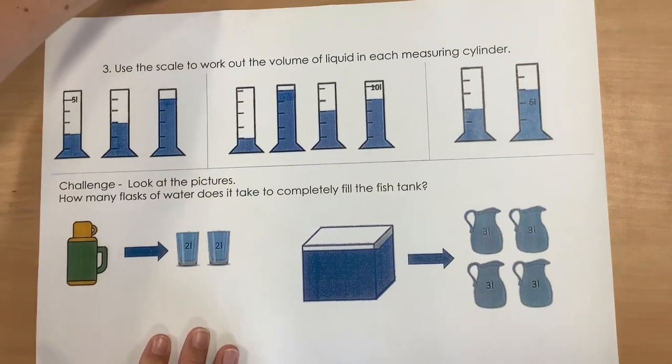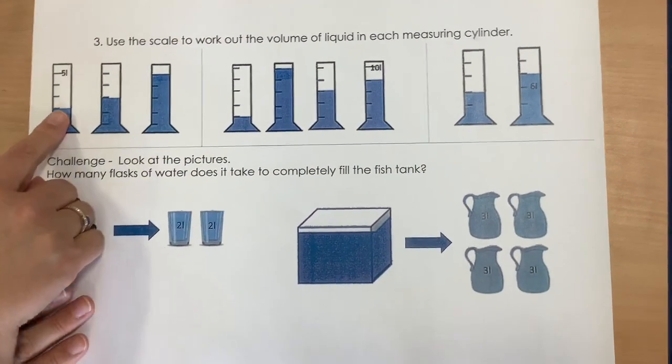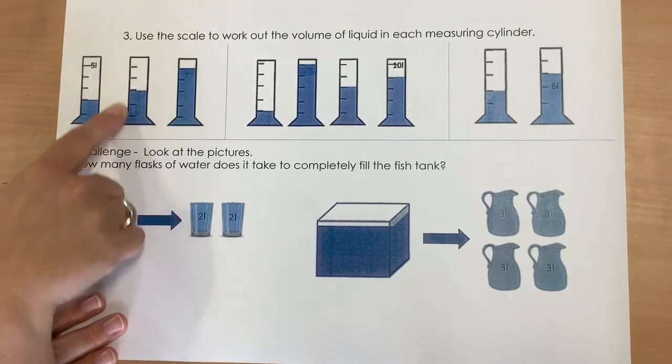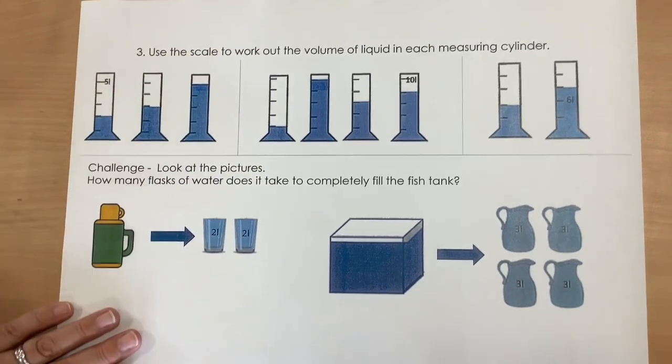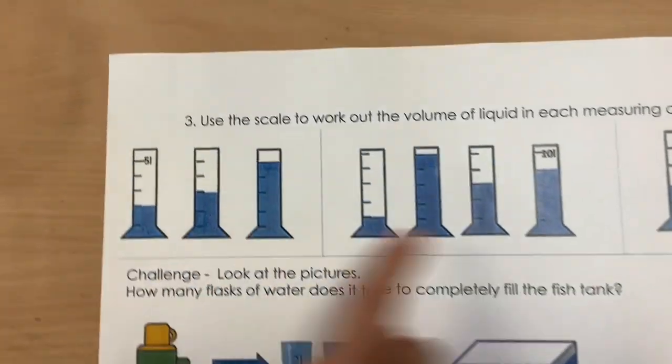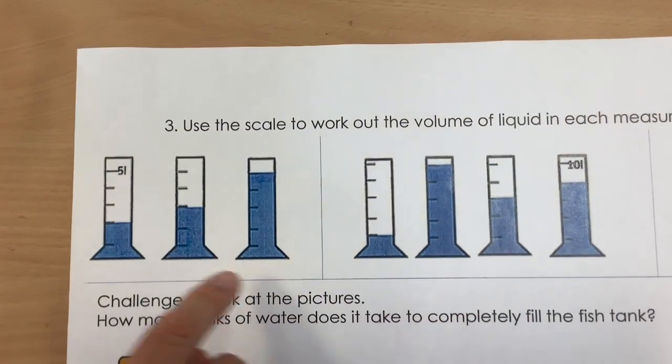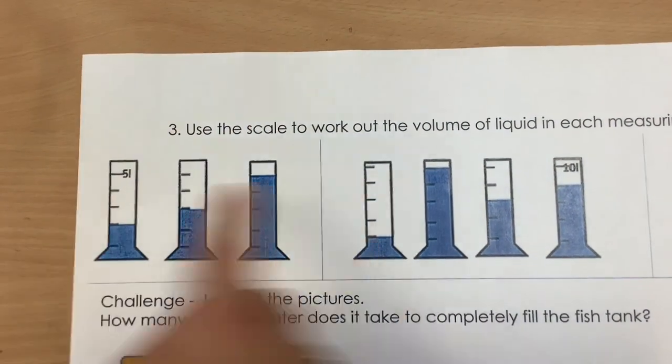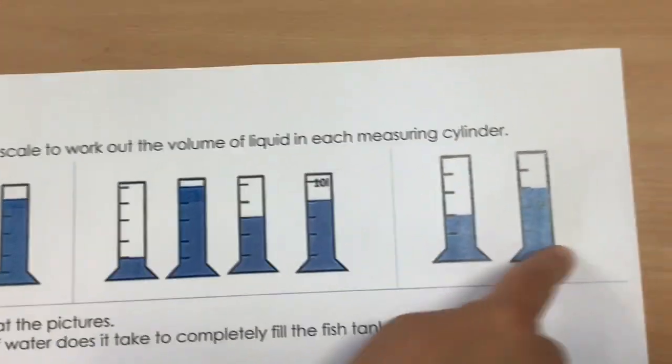And finally, we've got some more measuring cylinders. Some of them don't have any numbers on them, but you will be able to work it out by using the clues on the others. So these 3 are in the same group, these 4 and these 2.